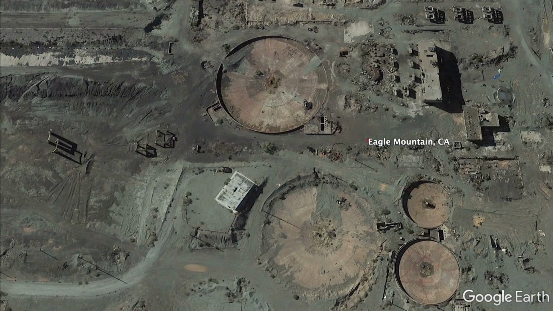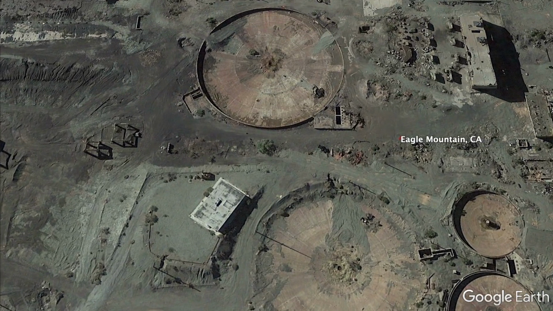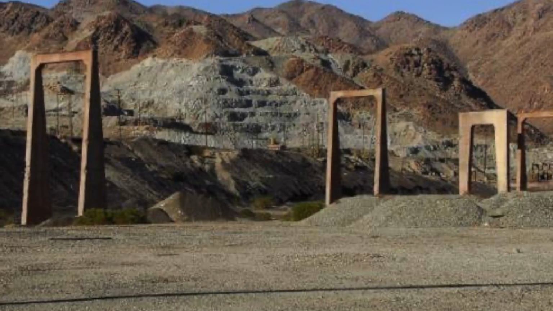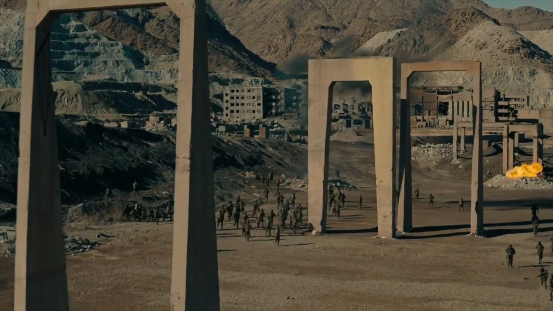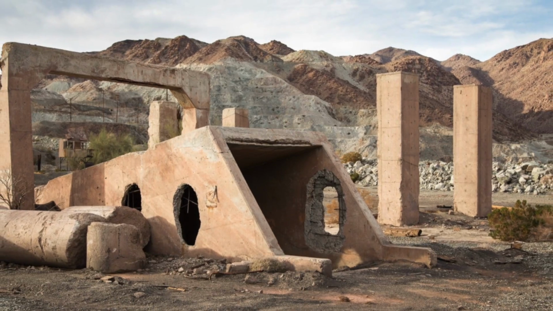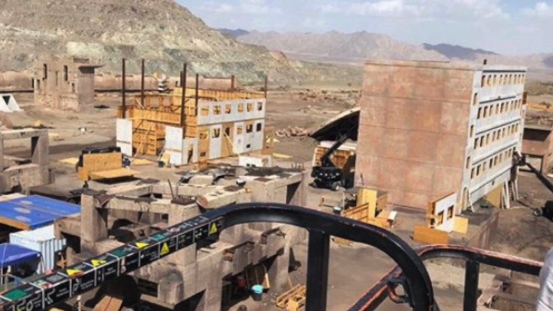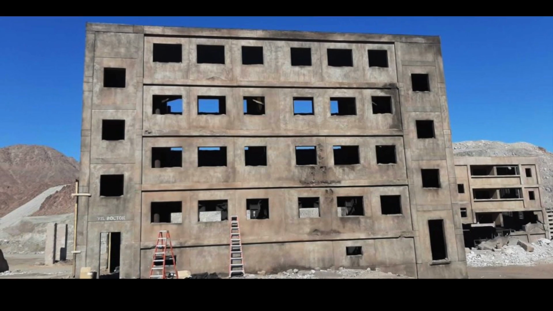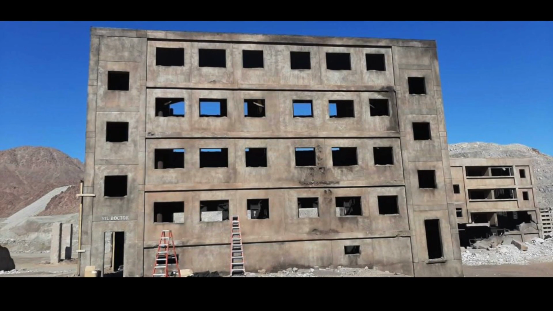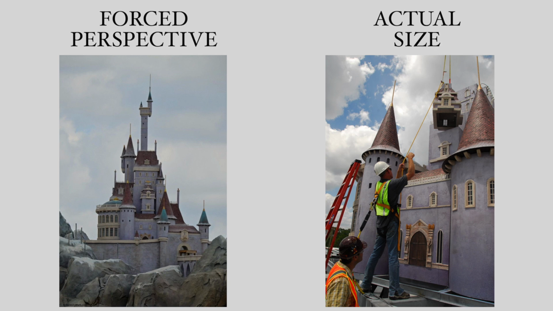Here there exists an old iron mine, which left behind large structures like these arches that were used prominently in promotion material, as well as this structure which was used as the entrance to the turnstile. Production designer Nathan Crowley then used large-scale models, or bigatures, to give the look of large buildings by using forced perspective with the cameras, in order to avoid having to use CGI.